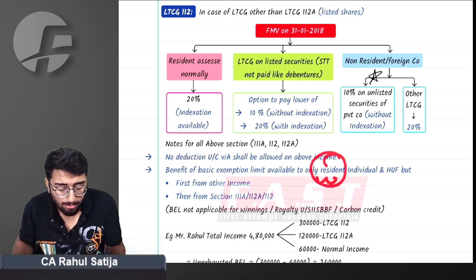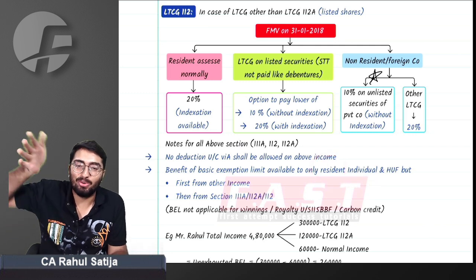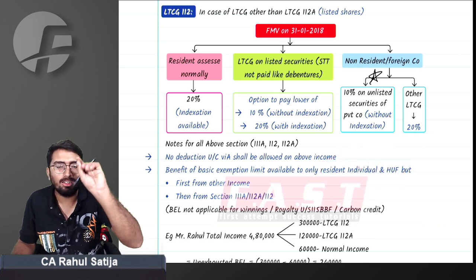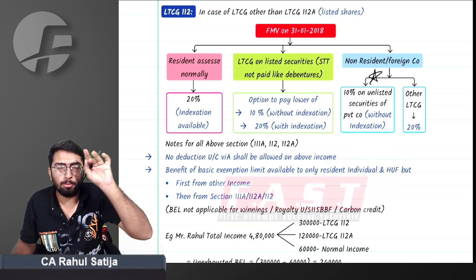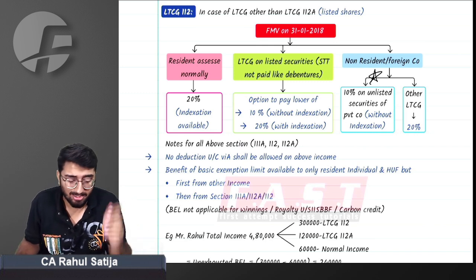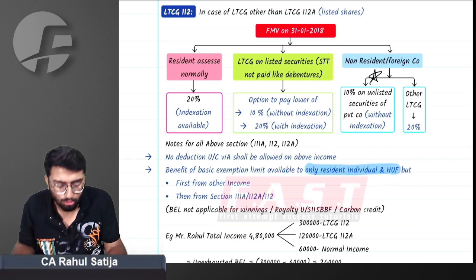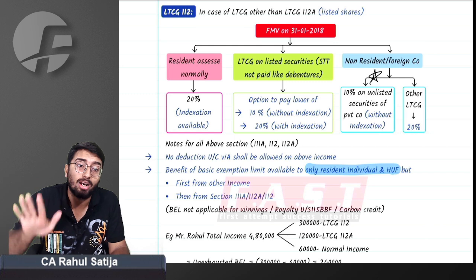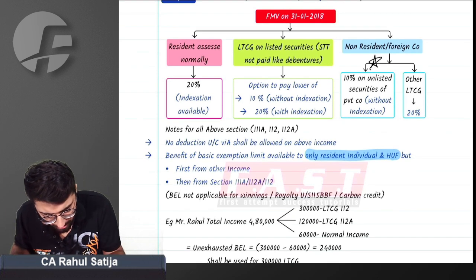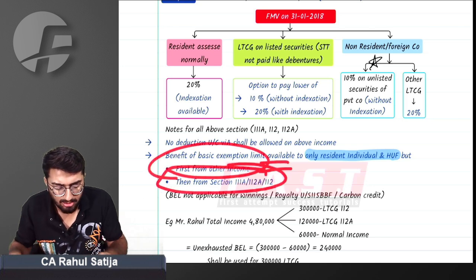But remember, the basic exemption limit benefit is available only for resident individual and HUF. For non-resident, not available. For any other person like AOP, not available. You don't have to look for basic exemption limit for anyone except a resident individual or HUF. If you want to mark this, do highlight. Do not fear, there is a way out. Sir, how will things be sorted? First, all the other income will be settled, and then this income will be used.